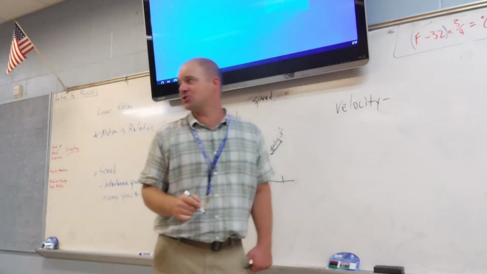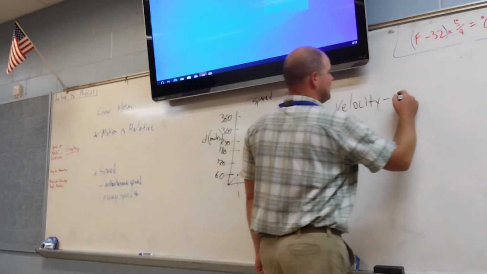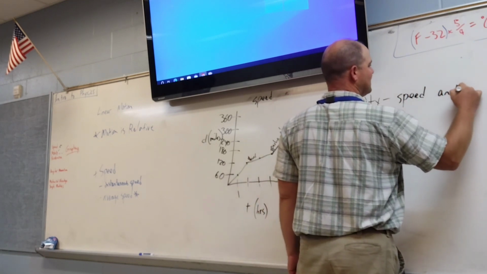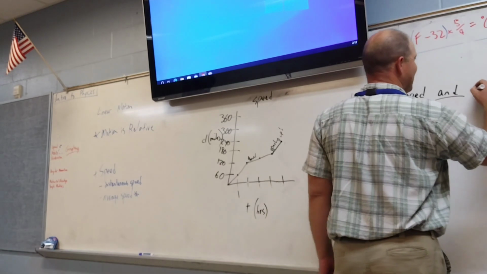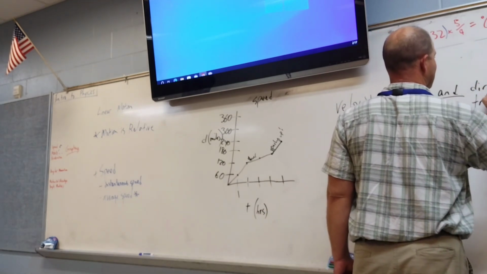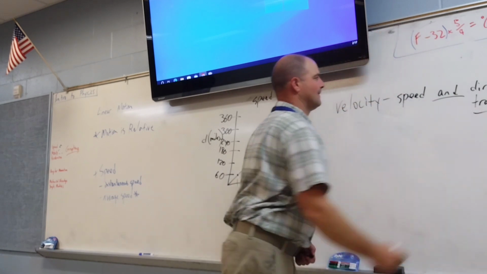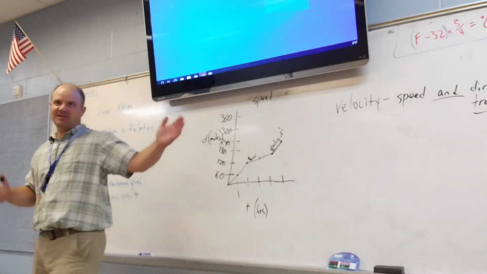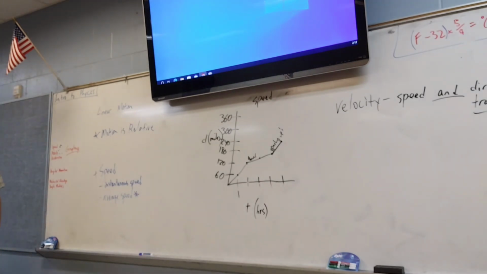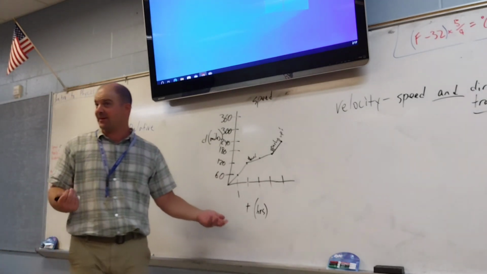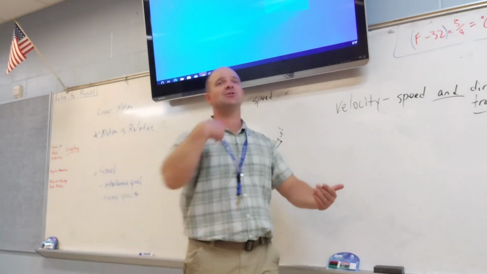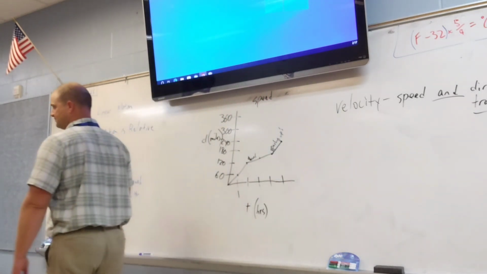Velocity. This is a definition. Put it in your notes. Velocity is speed and direction of travel. I'll stay here until I finish writing, and then I can get out of your way. So velocity is speed, which is distance divided by time, but it also refers to your direction of travel.